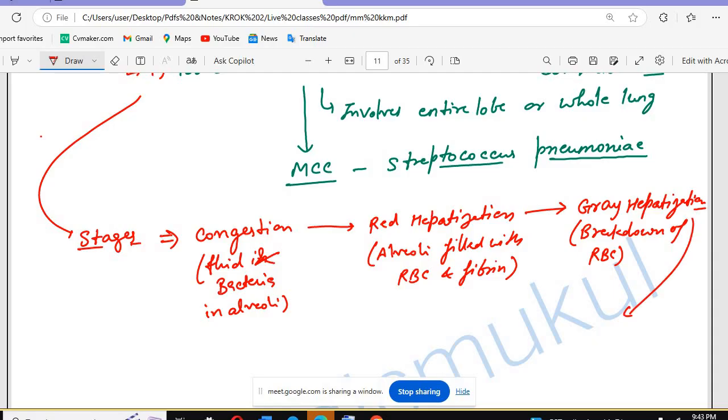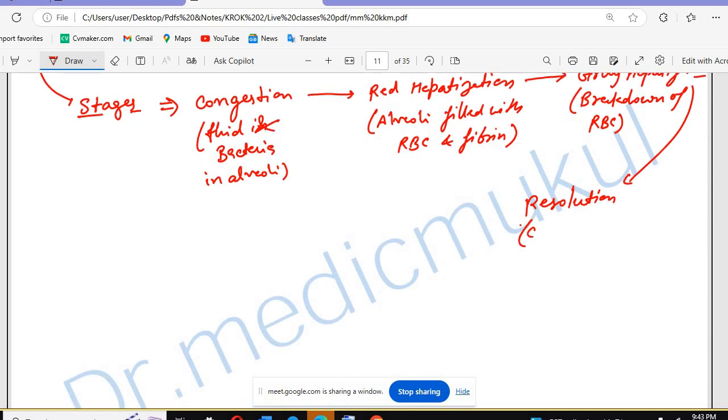After the gray hepatization, you are going to see the resolution. In the resolution, there will be cleaning of the exudate. So these are the stages. Firstly, you see the congestion, then red hepatization, gray hepatization. After that, it will be resolution.